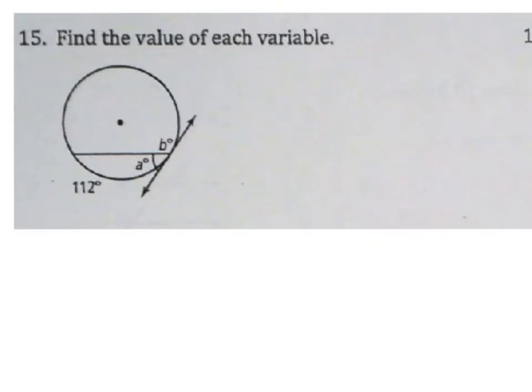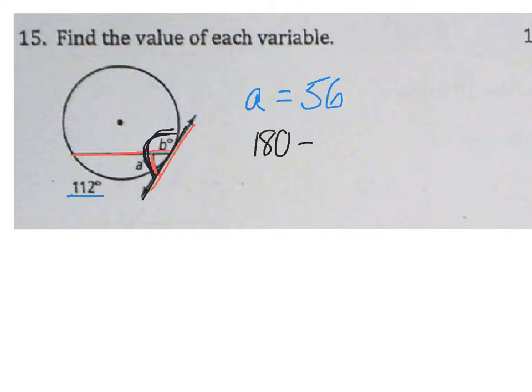This next problem, I'm using my theorem from earlier, which deals with a tangent and a chord. So I know the angle that's formed by that is going to be half the measure of the arc that it opens up to. So right away I know that A is going to be half of 112, which gives me 56. And then it looks like A and B together form a straight angle. So to get B, all I'm going to do is 180 minus 56.